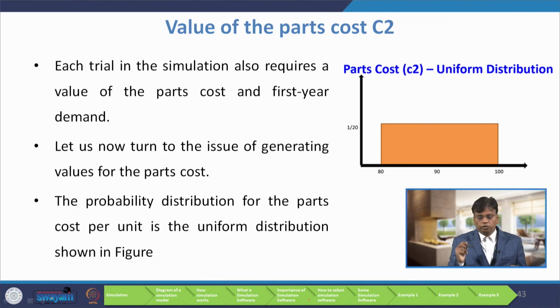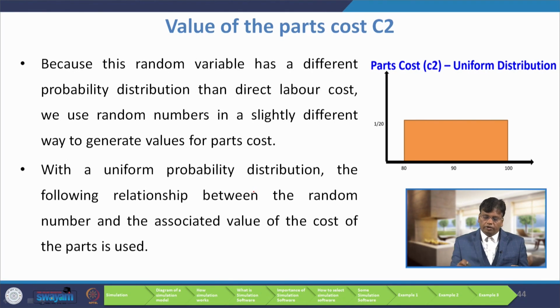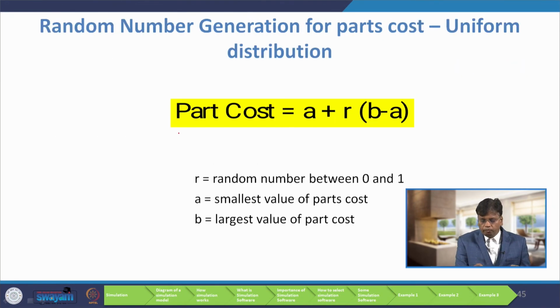Next, we have to get the value for the part cost. Each trial in the simulation also requires a value for the part cost and first-year demand. Let us now turn to generating a value for the part cost. The probability distribution for the part cost per unit follows a uniform distribution. Because this random variable has a different probability distribution than the direct labor cost, we use random numbers in a slightly different way to generate the value of the part cost. We are going to follow this formula.